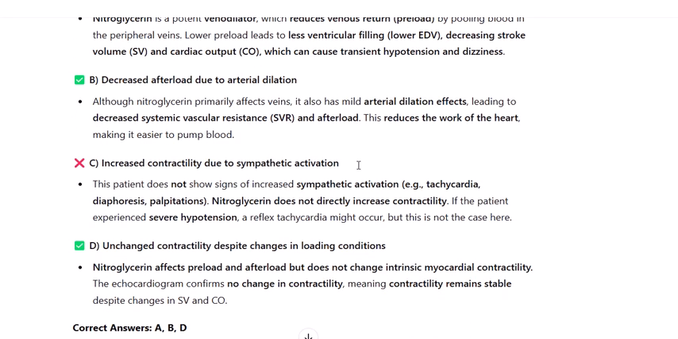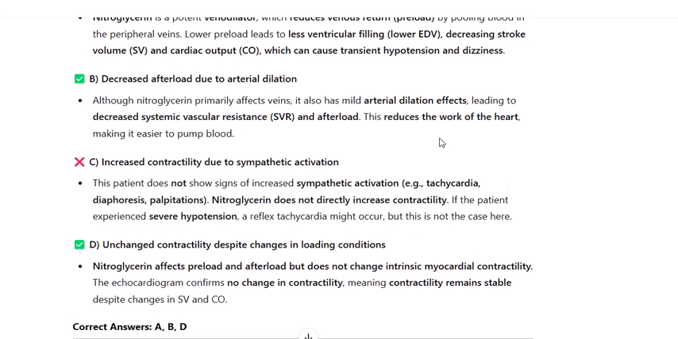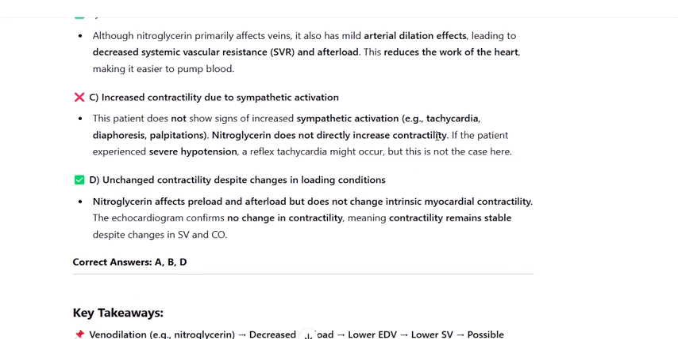C. Increased contractility due to sympathetic activation. This patient does not show signs of increased sympathetic activation, e.g. tachycardia, diaphoresis, palpitations. Nitroglycerin does not directly increase contractility. If the patient experienced severe hypotension, a reflex tachycardia might occur, but this is not the case here.